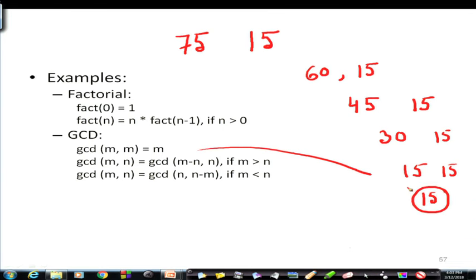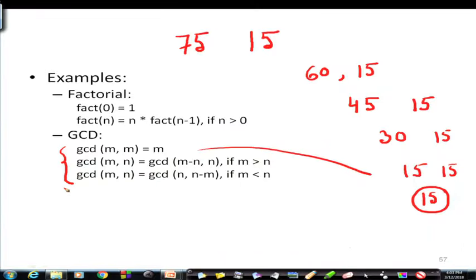Is it clear? So, that is a recursive definition of GCD. Most of the interesting problems can be expressed in the recursive form, and that helps in writing a very succinct and tight code.